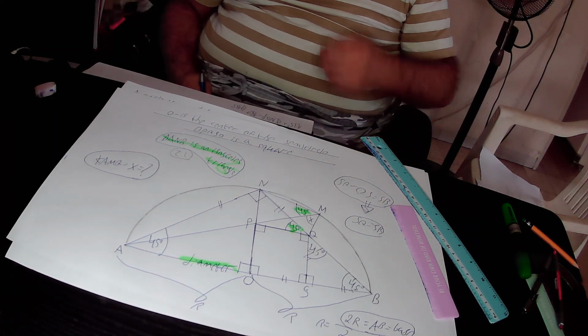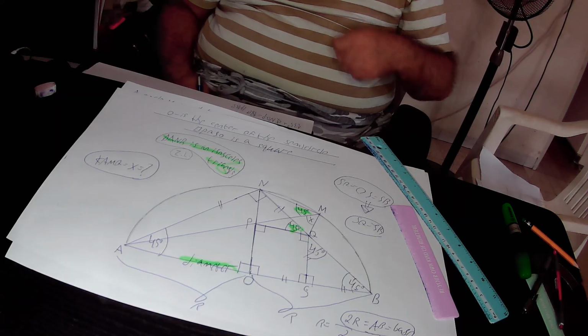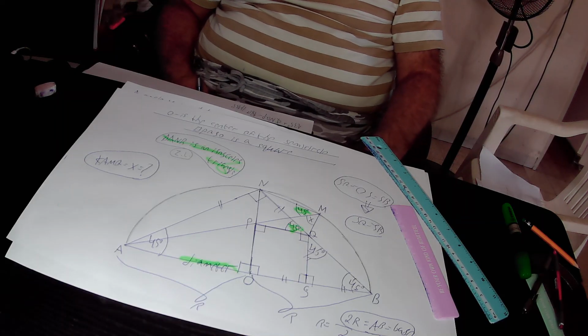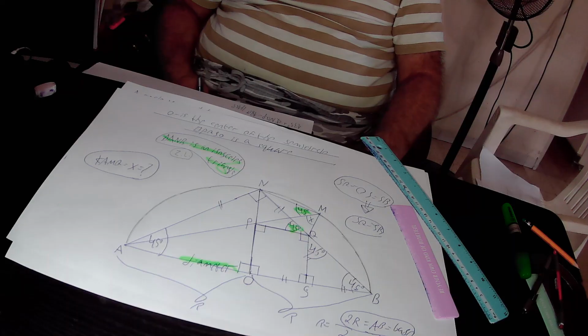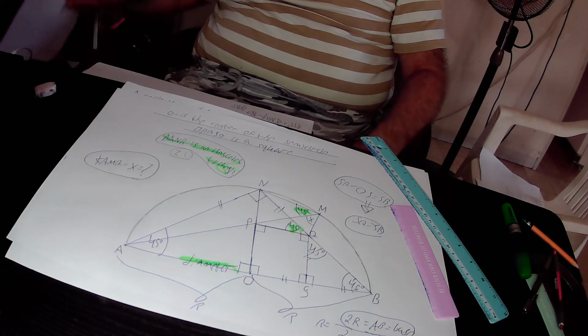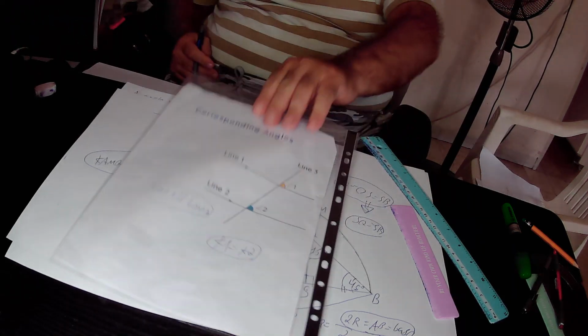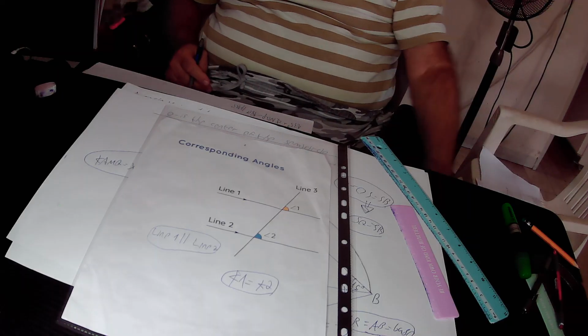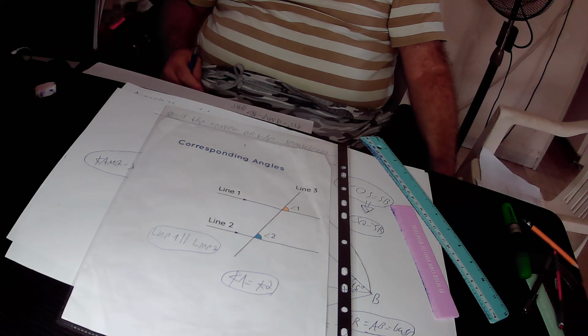We also have the rule that says that corresponding angles between parallel lines are equal to each other. I'm going to be very quick on the rule. The rule says that corresponding angles between parallel lines are equal to each other.